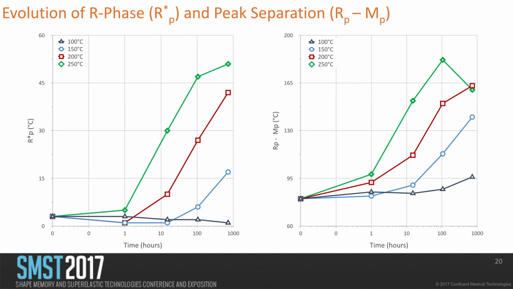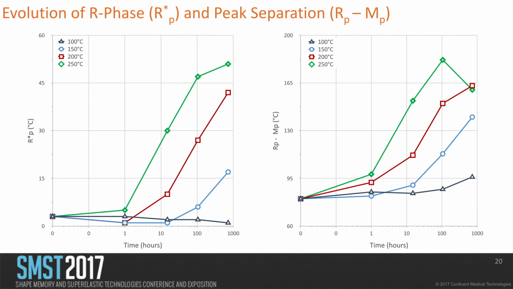This is just to show the evolution of R phase. On the left, I have the RP versus time, and we start at about 3-4 degrees all the way to 50 degrees. It's really remarkable. And then on the right, it's the separation between the R and M, starting at about 80 degrees, at peak 180 degrees, which is really huge.